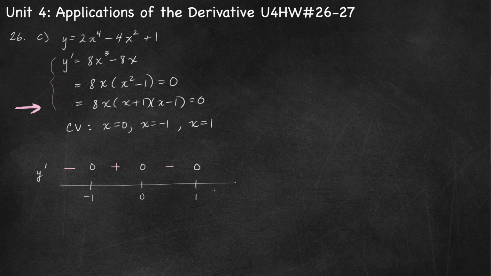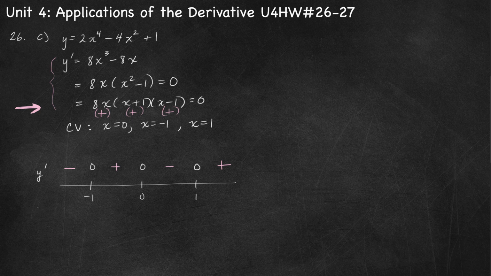And finally, I'll pick positive 100 as a test point. 8 times 100 is positive. 100 plus 1, positive. 100 minus 1, positive. Positive times positive is positive.